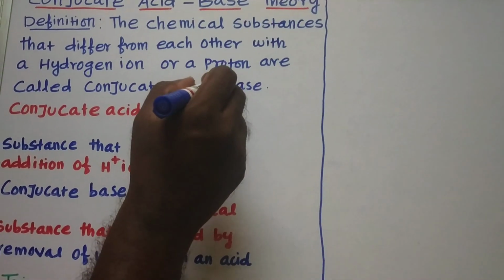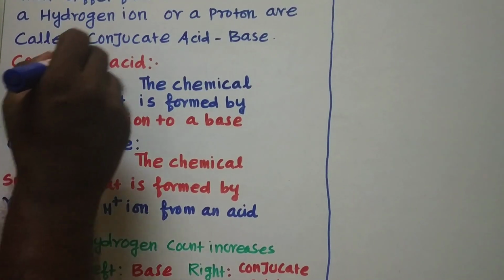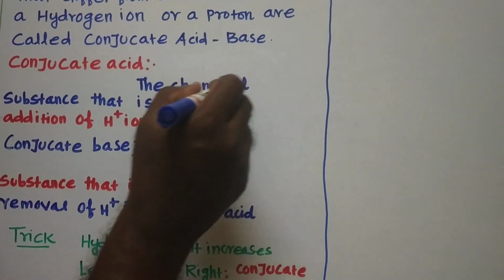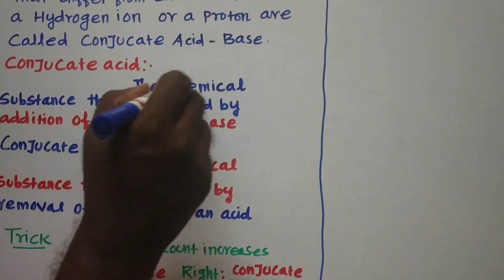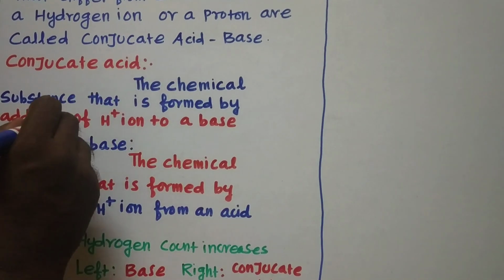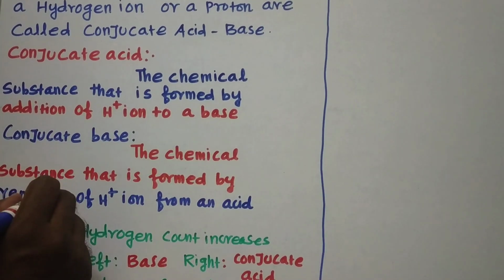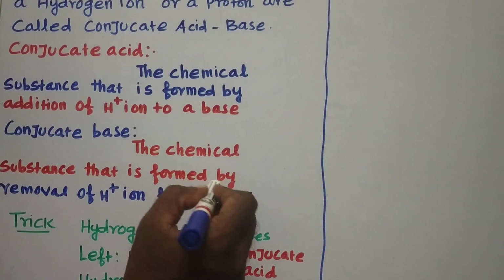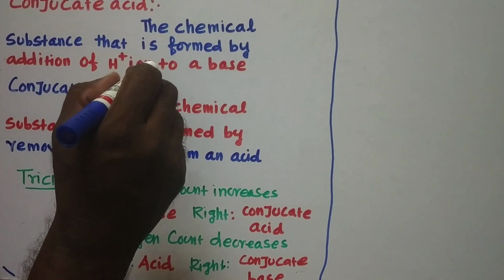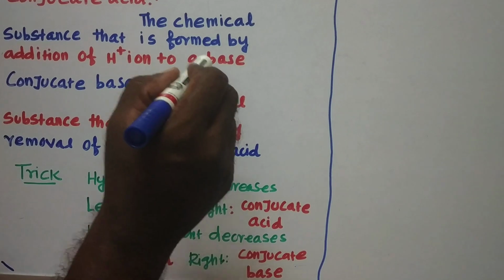Okay. First of all, we see what is meant by conjugate acid. Conjugate acid is the chemical substance that is formed by addition of H plus ion to a base. Then conjugate base is the chemical substance that is formed by removal of H plus ion from an acid. But we are going to see a trick that is very useful to find out which is the conjugate acid and which is the conjugate base.